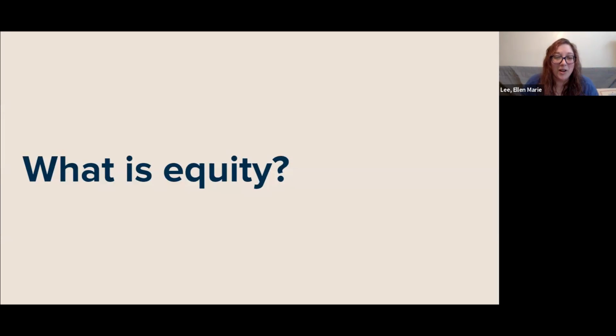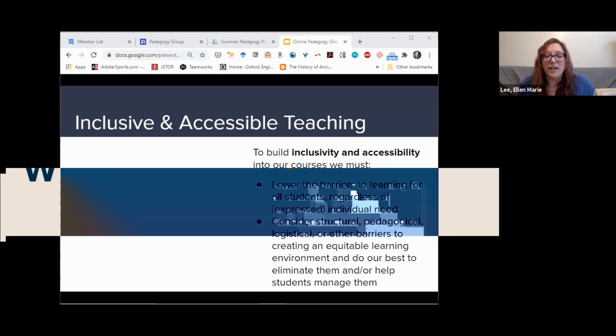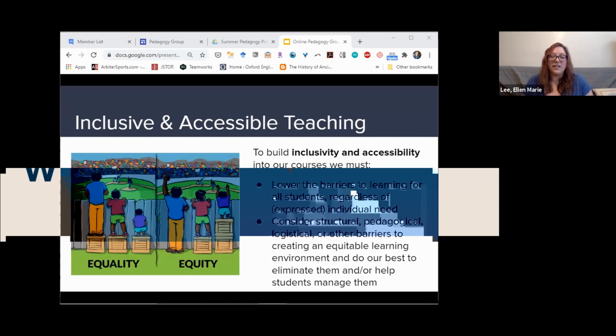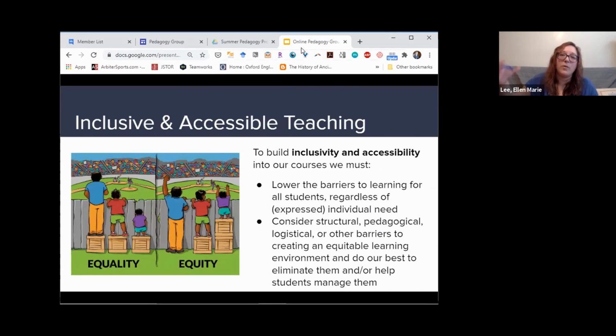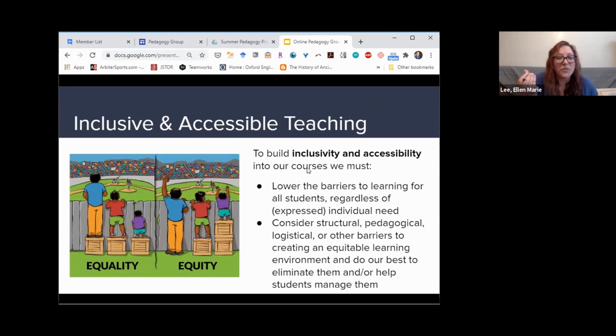For anybody who wants to try to come up with a definition, feel free to type into the chat. There are a lot of them, and if we were able to poll everybody and ask what their definition of equity is, we'd all come up with something really different, right? So I want to bring up first that there are issues with terminology. Inclusivity, accessibility, and equity are all kind of, those terms get really fuzzy.